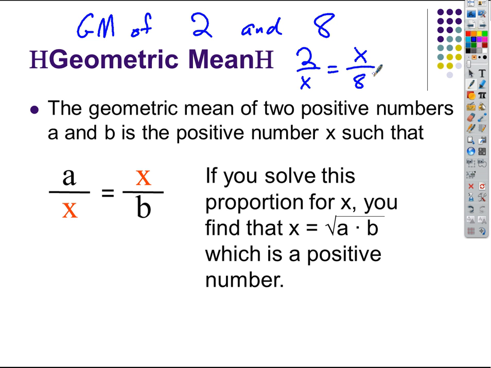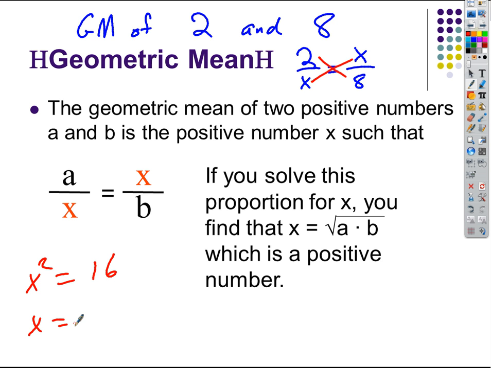I've got a ratio equation, a proportion. What do I always do when I solve for a proportion? Cross multiply. Absolutely. So if I cross multiply, look what happens. I'm going to get x times x is x squared. So x squared equals 16. 2 times 8 is 16. So what's x equal to?